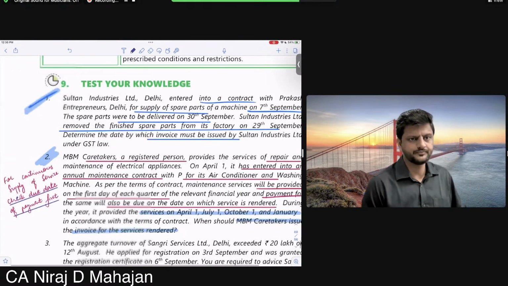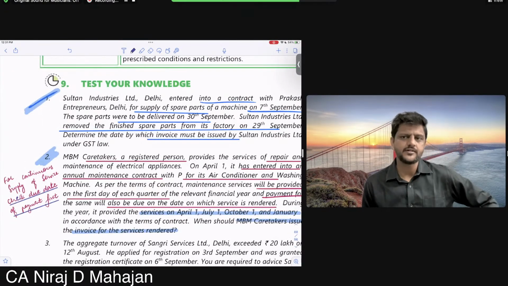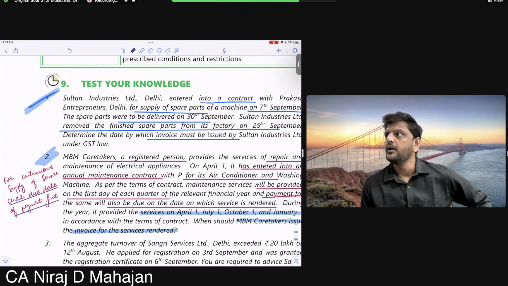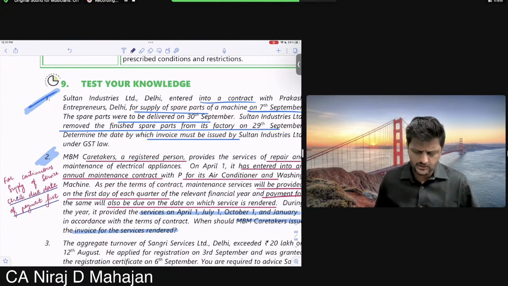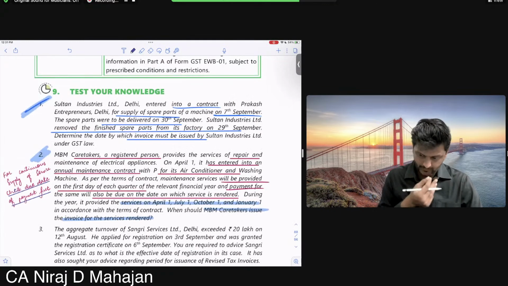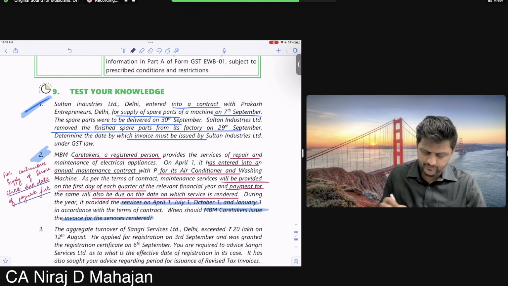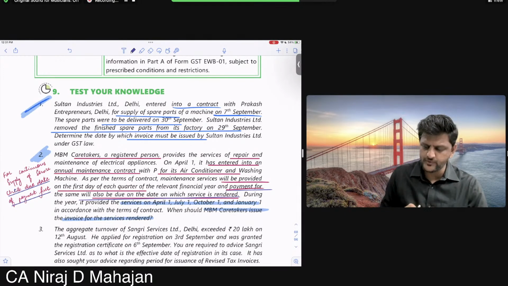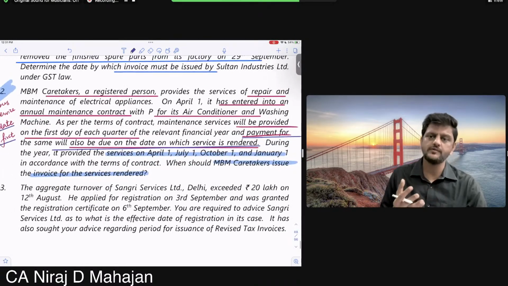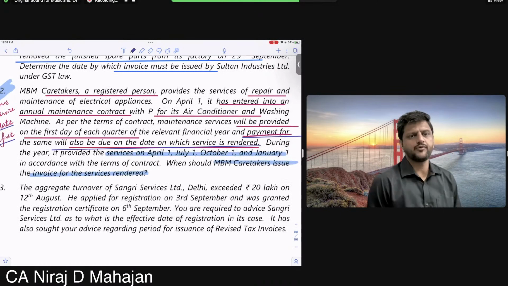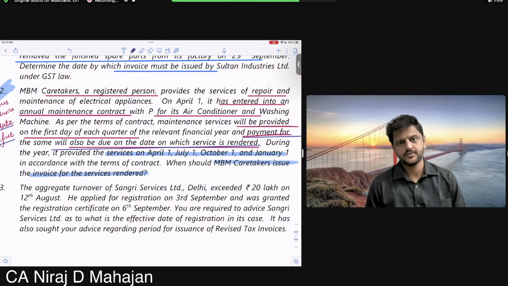Okay, all of you? If that is ascertainable, then on or before that date, you have to issue the invoice. Now check, what was the due date given in the contract? The payment for the same will be due on the date on which service is rendered. Now here, yes, we can find out the due date. It is the date of supply of service. So the dates are the same, but on or before that date, we have to issue the invoices.